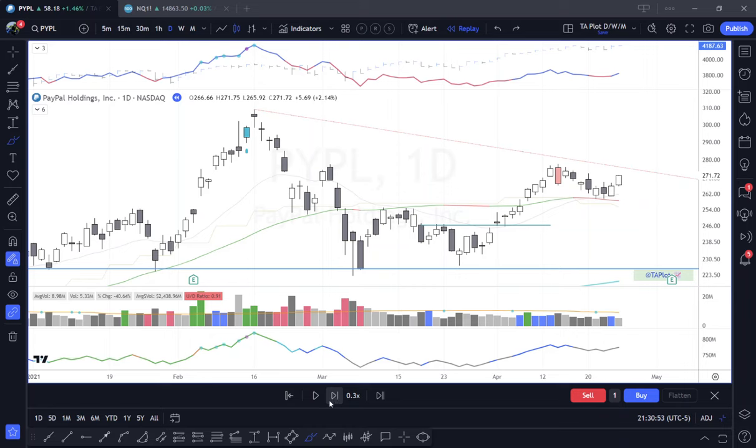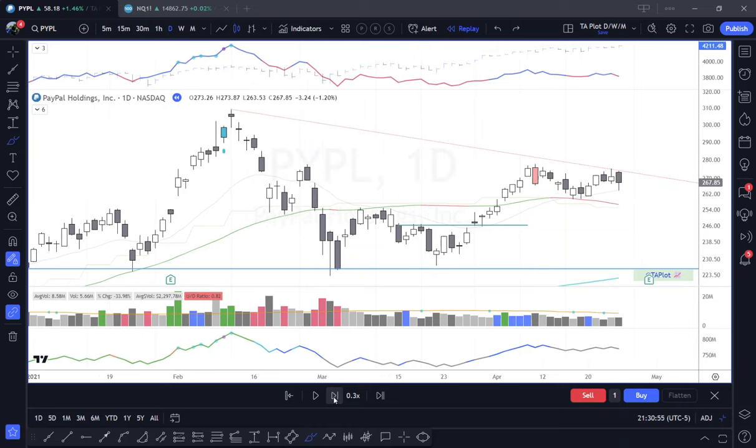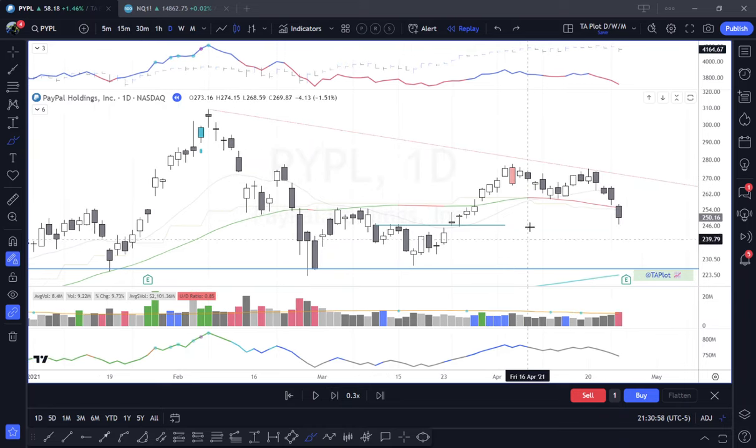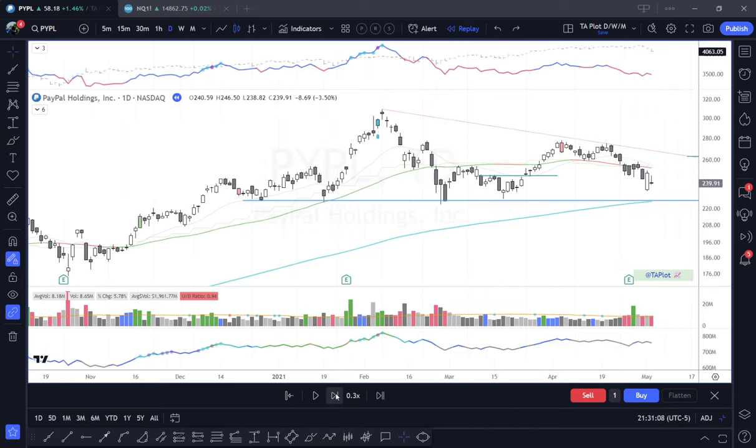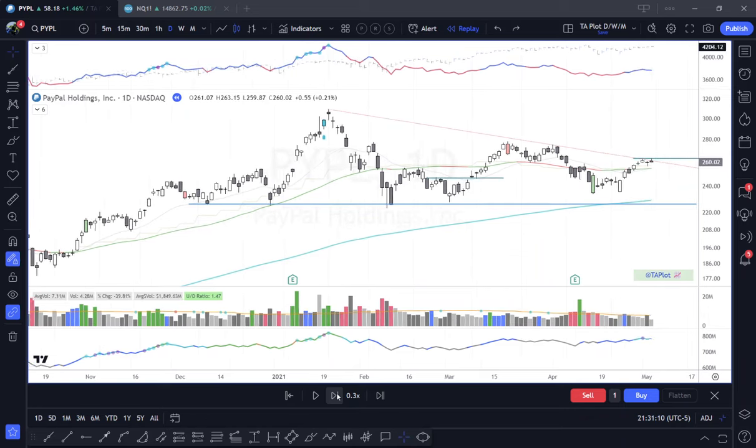And then after that, you get stopped out, okay? And then you'll be out. So half here, you'll be out, probably scratch on this trade. So let's move it forward and then show you the other bottom fishing that happened.